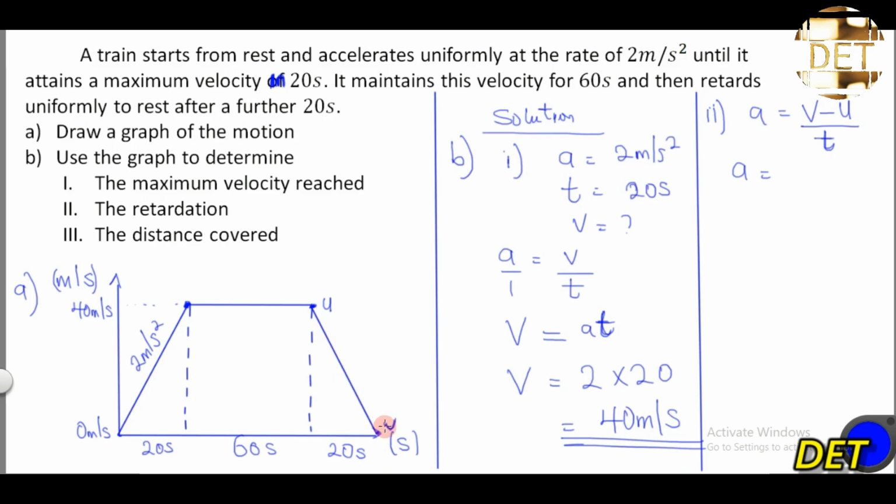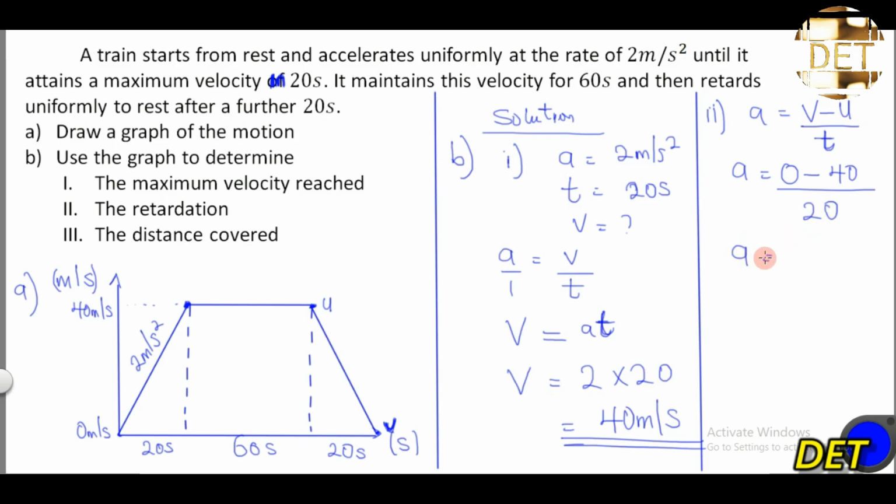Because the body is traveling from here down to this point, the final velocity, if we trace it here, is 0 meters per second. So that would be 0 minus my initial velocity, which was 40 meters per second. So that will be minus 40 meters per second divided by the time taken to decelerate, which is 20 seconds. So that will be divided by 20.